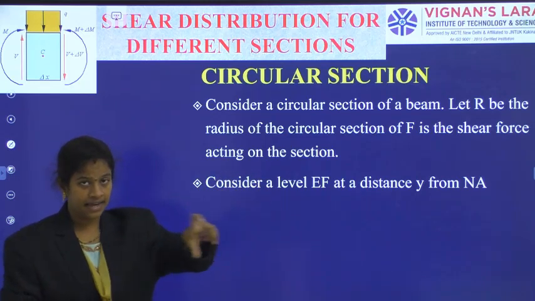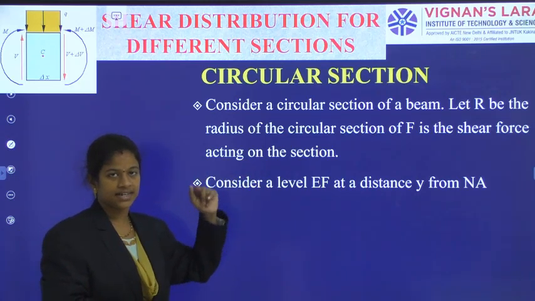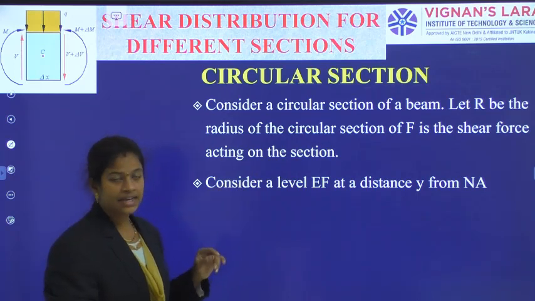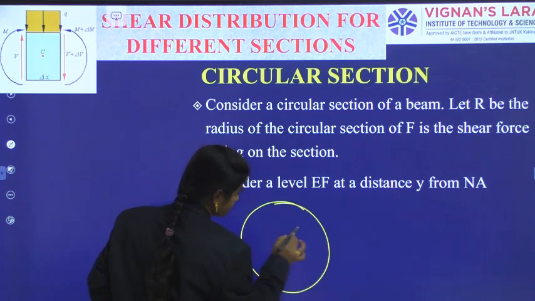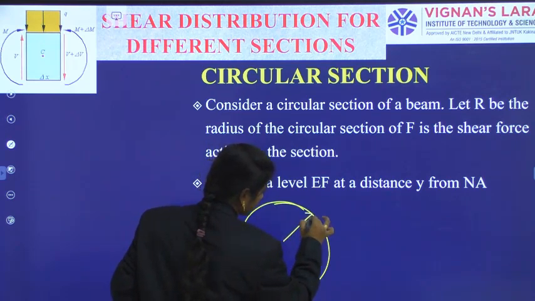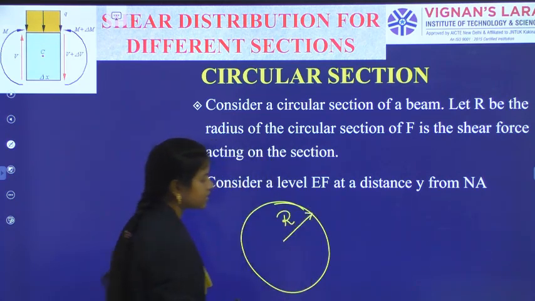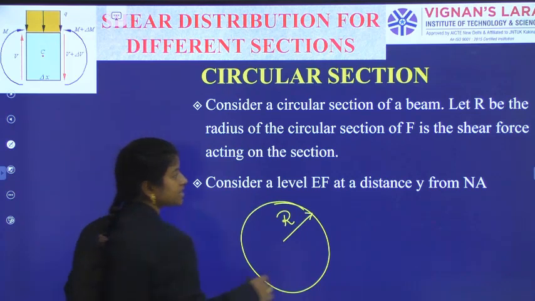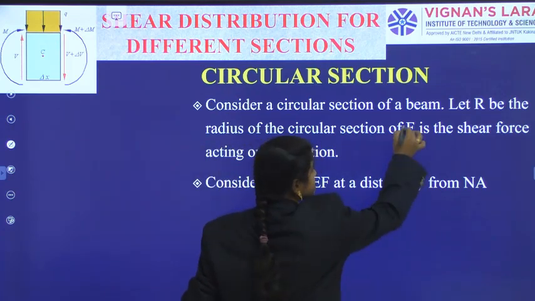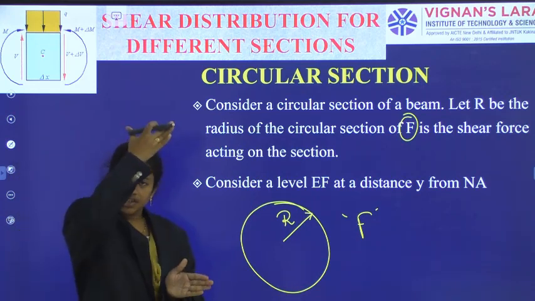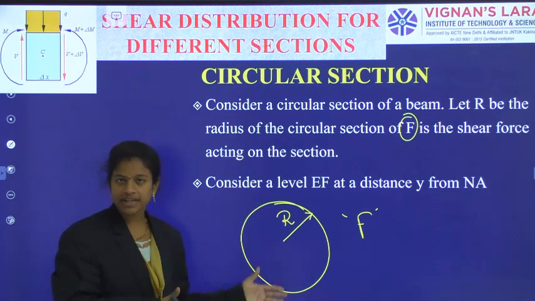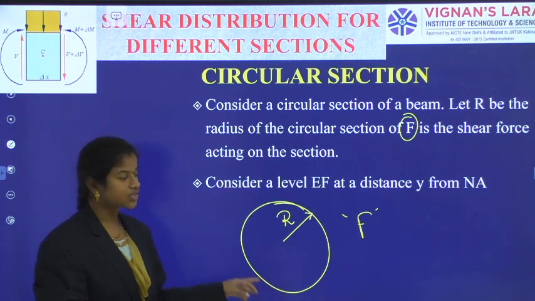Simply it is a beam member, on which we are taking a circular section, and capital R is the radius of the circular section. Let R be the radius of the section, and the shear force acting on the section is indicated as F. So the shear force acting at that particular section and the radius of the circular section are given.